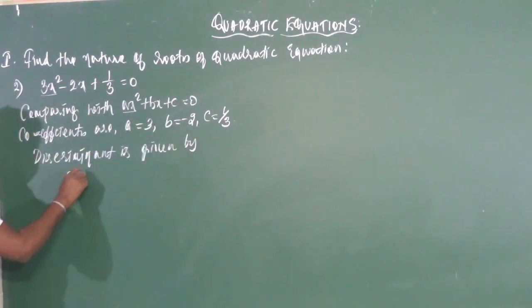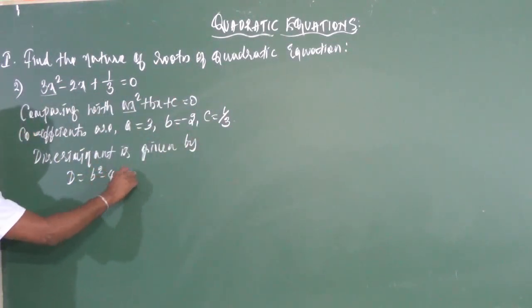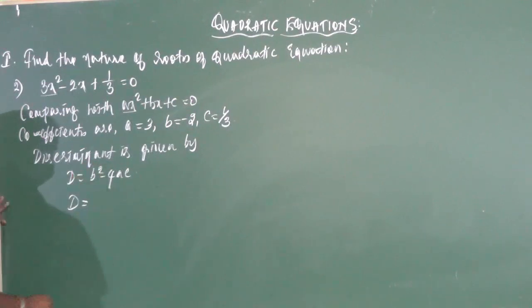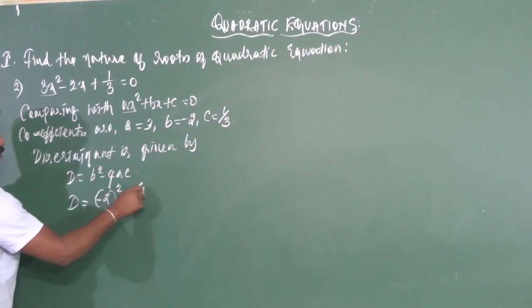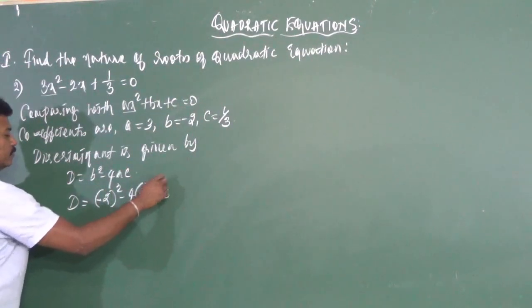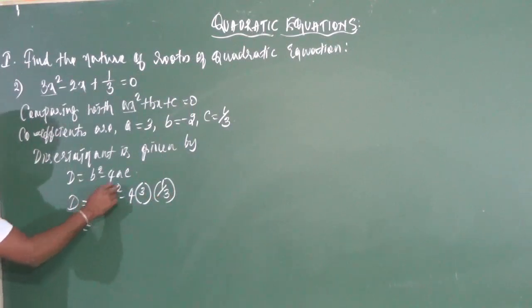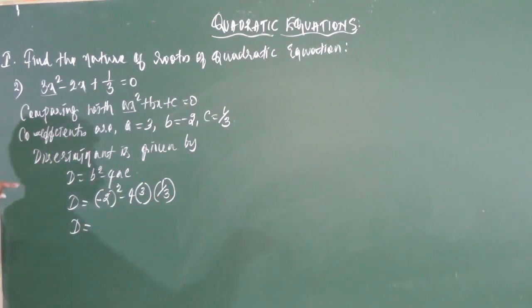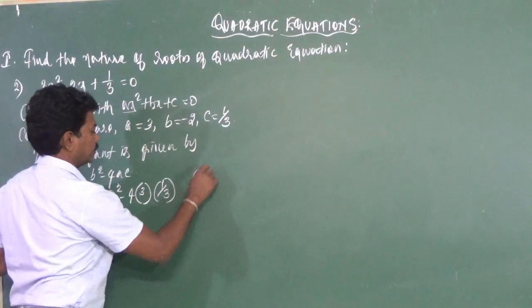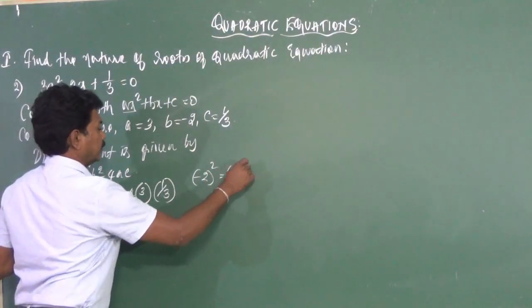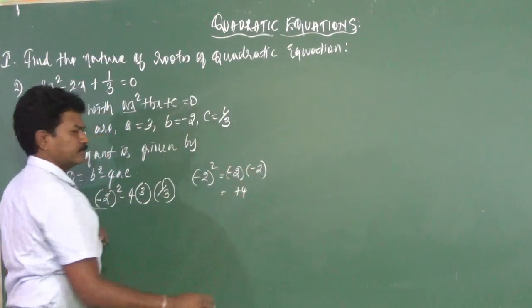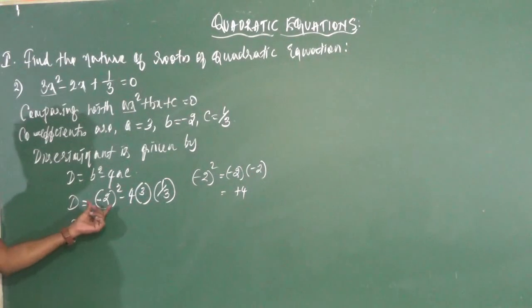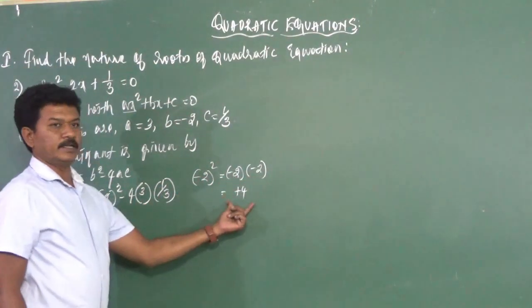D is equal to b square minus 4ac. So D is equal to minus 2 whole square minus 4 into a, 3, into c, 1 by 3. So D is equal to minus 2 whole square, which is 4, that is minus 2 into minus 2, minus into minus is plus, 2 twos are 4. Many get confused here. When I tell you minus 2 whole square, these steps should run in your mind.